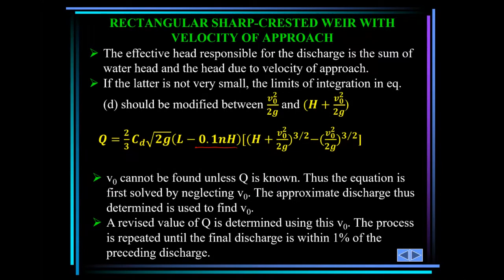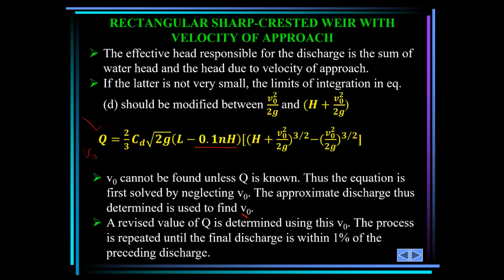And when we get the discharge, we now use it to find the velocity of approach and then substitute it here to get a revised Q. When we get the revised Q, we also get a new velocity. We revise V naught, okay? A revised value of Q is determined using V naught. This process is repeated until the final discharge is within 1% of the preceding discharge.